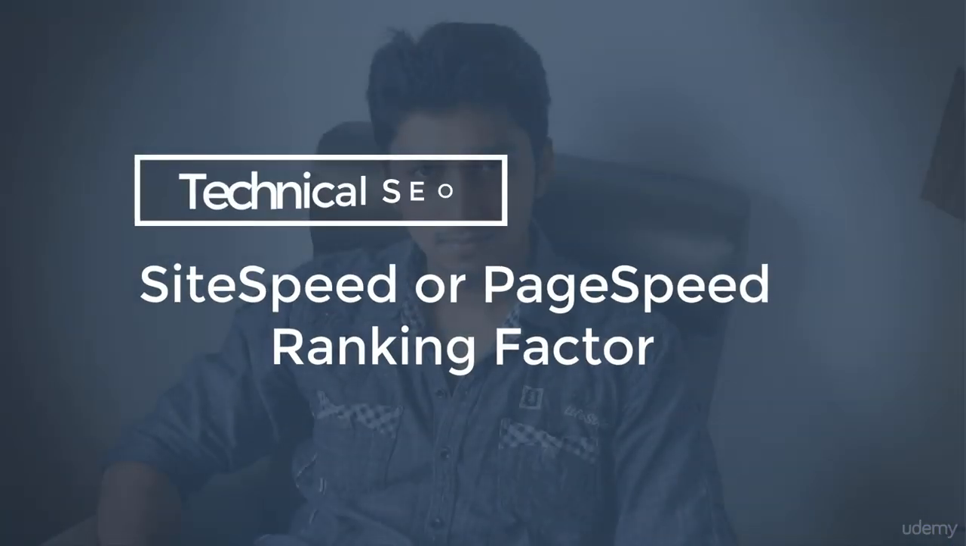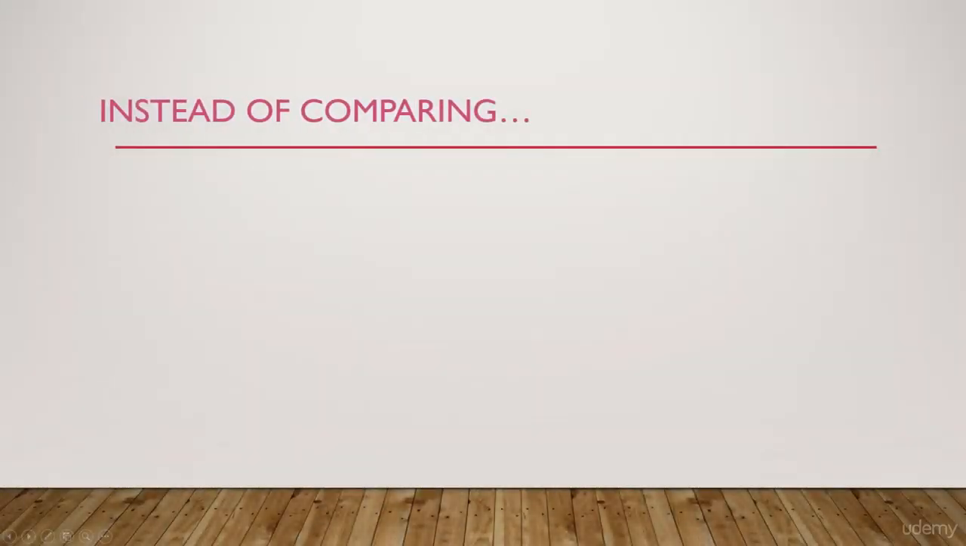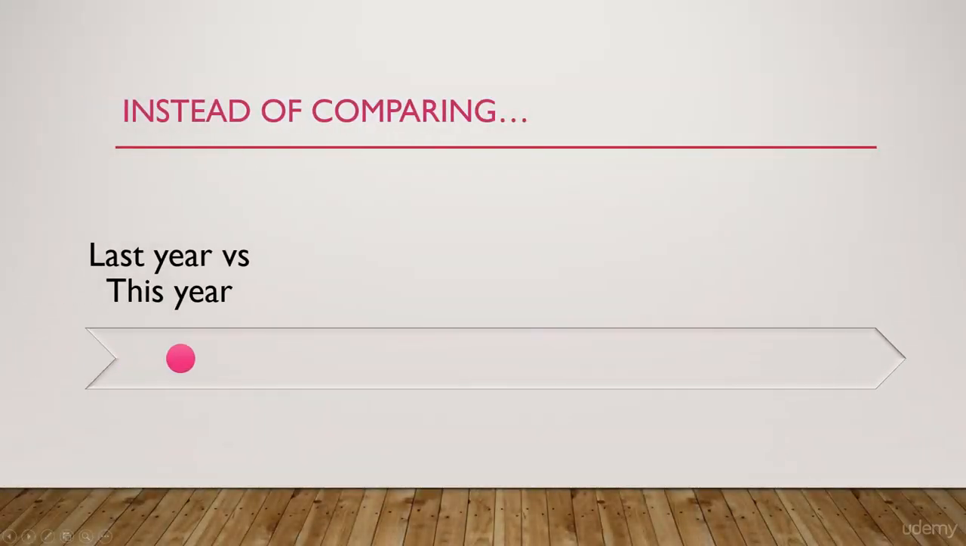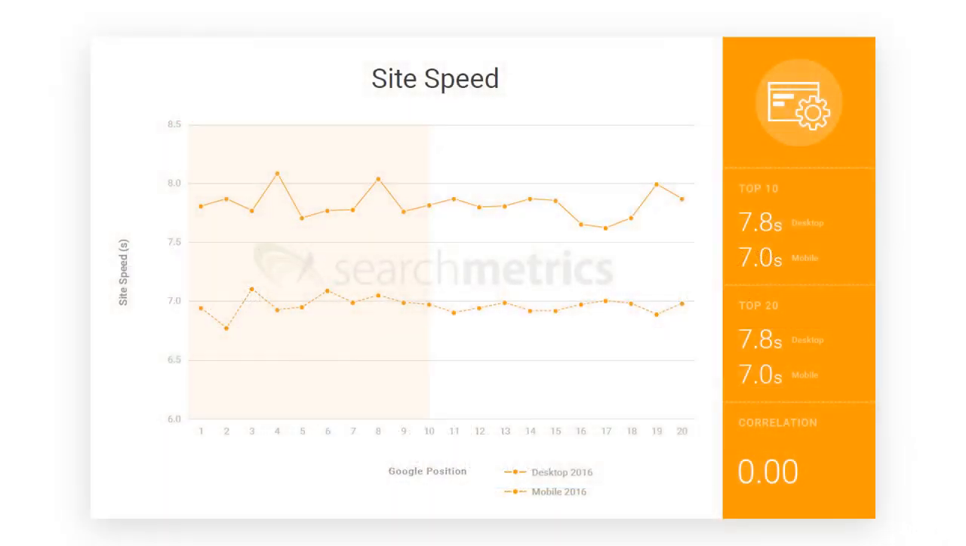In this lecture, we are going to see one of the most important search engine ranking factors, that is site speed or page speed. Instead of comparing the previous year's search result with this year, which is done in all other lectures, let's have a comparison between desktop site speed and mobile site speed. You can see clearly that mobile site speed is comparatively faster than desktop site speed.